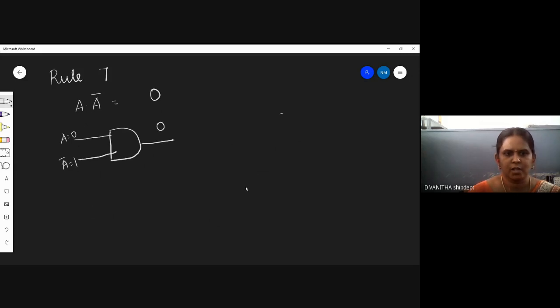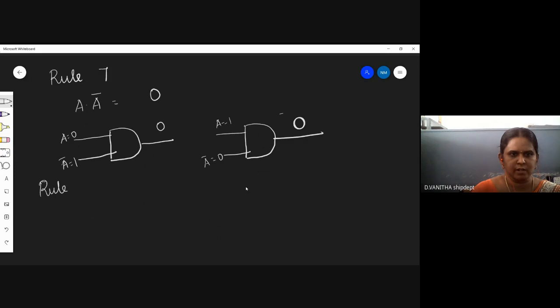If A is equal to 1, A bar is equal to 0. So we are getting the output as equal to 0. So for both of them, the output is equal to 0. So that A dot A bar is equal to 0. Then rule 9. So already rule 7 is that A dot A is equal to A. That is rule 7. That is rule 8.